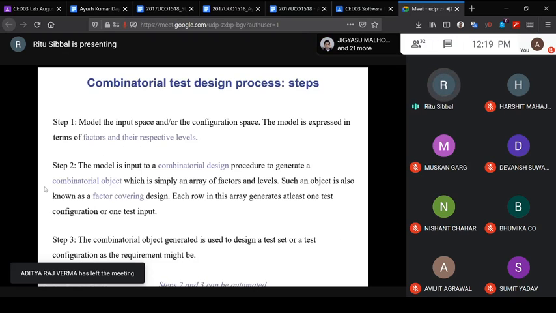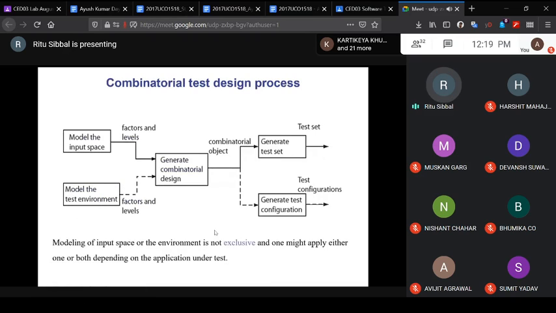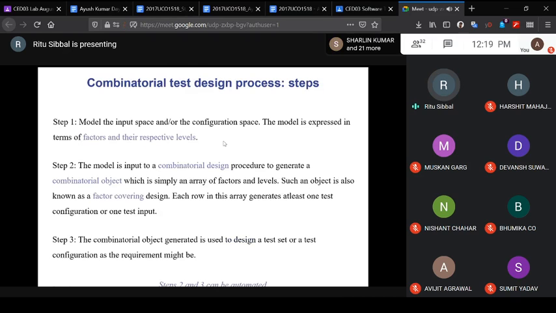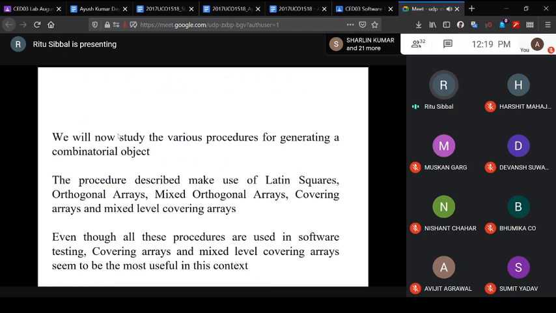So we have read this much about factors and levels. Now we will study how we generate a combinatorial object. That means we are now going to focus on this particular block, that is, our combinatorial design, so as to generate this combinatorial object, which is basically nothing but an array of factors and levels. Okay, so now our focus is studying the various procedures for generating the combinatorial object.